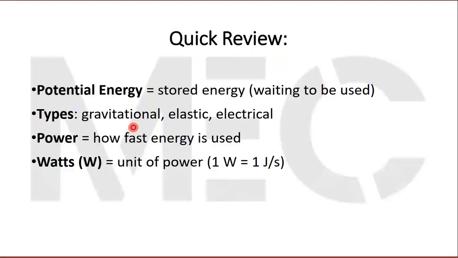Okay, let's have a quick review of the materials we covered in this session. Potential energy is the stored energy waiting to be used. Types of potential energy are gravitational, elastic, and electrical. Power is how fast energy is used or consumed or produced. So power is energy over time, or rate of consumption of energy, or rate of producing energy. Watt is the unit of power. 1 watt is equal to 1 joule per second.